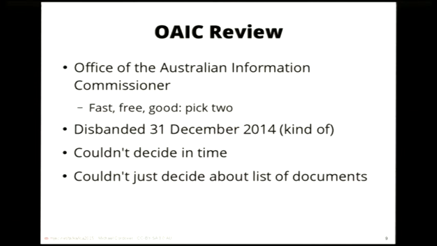So I then went ahead and put in a request for review with the Office of the Information Commissioner. Fast, free, good, pick two, that's the rule, right? So, Information Commissioner review is free and good, but it is not fast. The problem is that they were disbanded on the 31st of December, subject to legislation not actually passing the Senate, so they still exist, they just don't have any money or any staff or any officers.